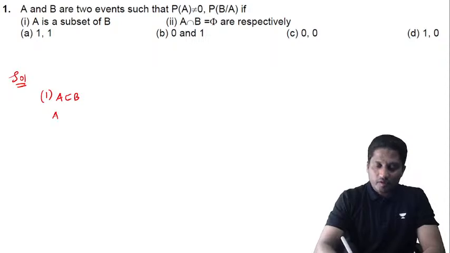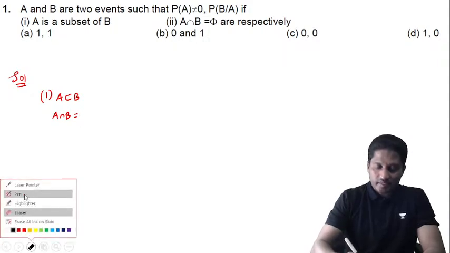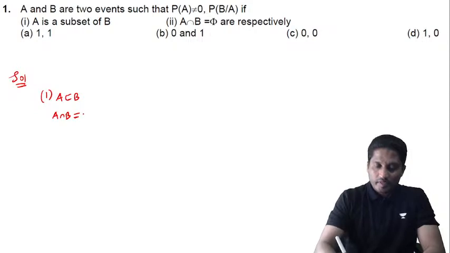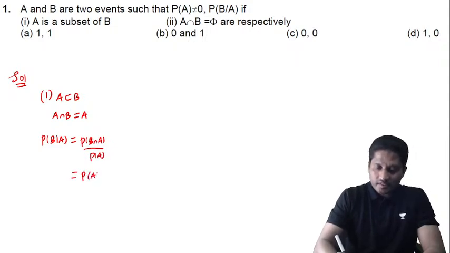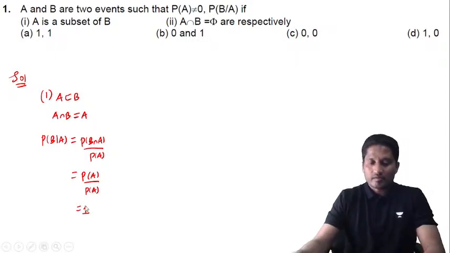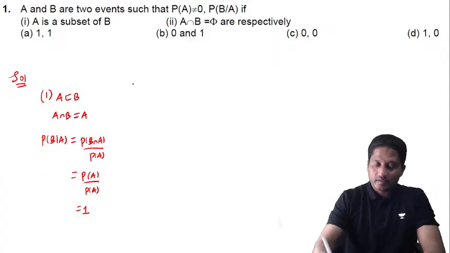If A is a subset of B, A is present in B, so A intersection B will be equal to A only. Now I'm supposed to find out what is P of B given A. P of B given A is equal to P of B intersection A divided by P of A. So this is equal to P of A divided by P of A. This will be equal to 1. This is first subdivision, case number 1.